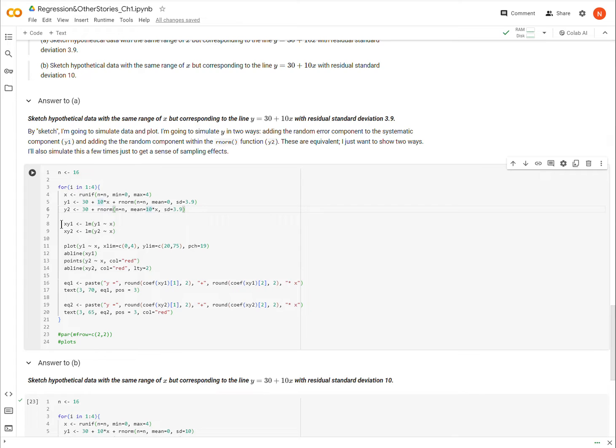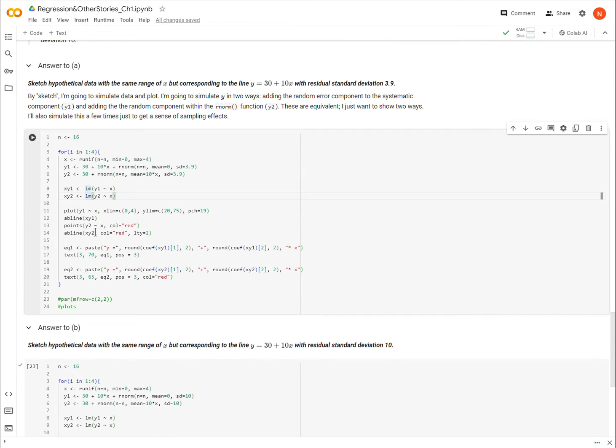Now I'm actually going to regress y1 on x and y2 on x. I've generated this data that should correspond to the equation we're supposed to use, and now I'm running regression on that data and then plotting it. I'm going to have two sets of data and two lines, data for y1 and data for y2, and I'm also displaying the equation of the lines generated by the two regression coefficients. This is in a for loop, so we'll display 4 different plots. That's just to give you a sense of the sampling variation.